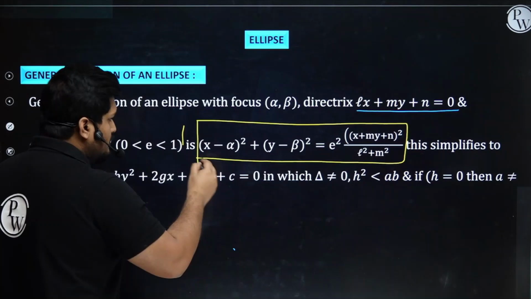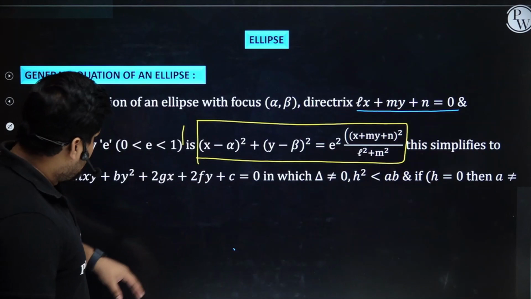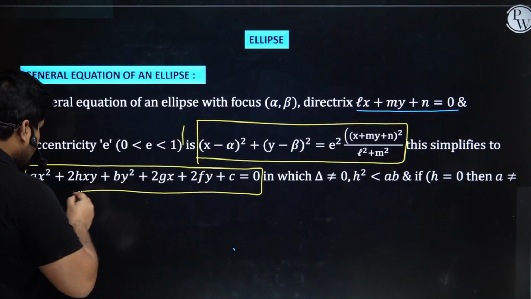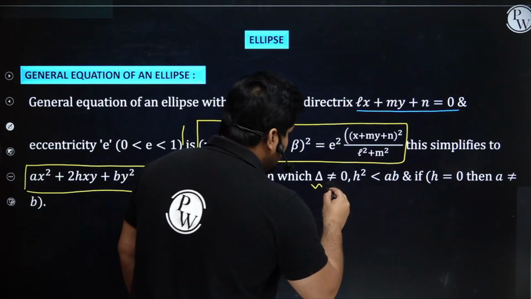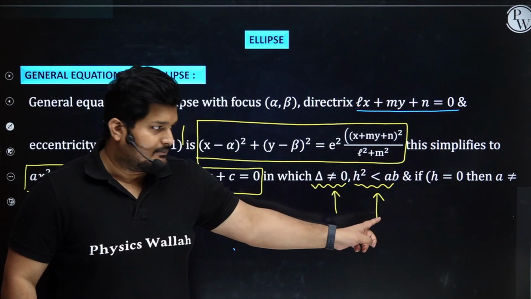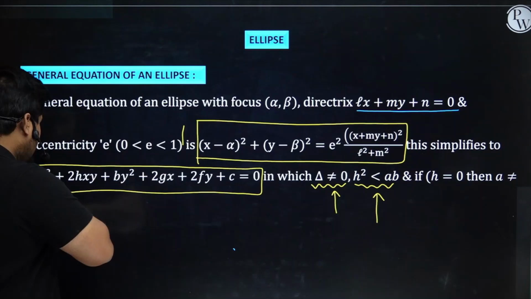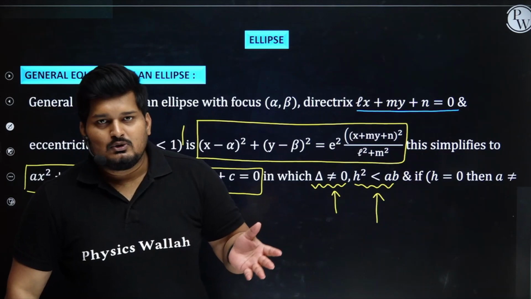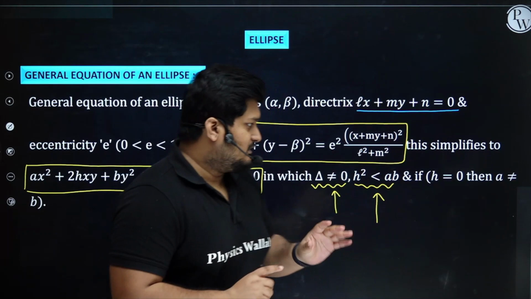Now this particular equation will simplify into something like this, Ax square plus 2Hxy plus By square and so on, the general equation in second degree. So for this equation, if this is representing an ellipse, then what are the conditions? Delta will be non-zero and H square will be less than AB. And if H is equal to zero, then A will not be equal to B. So basically, if you don't have an xy term, A and B should not be equal. Because if H is 0 and A is equal to B, that will become a circle. So this is the general definition.